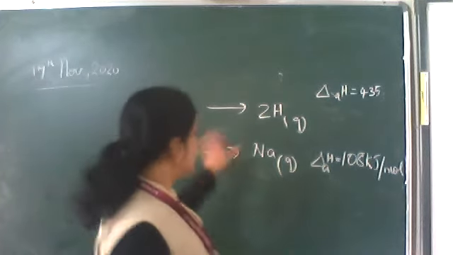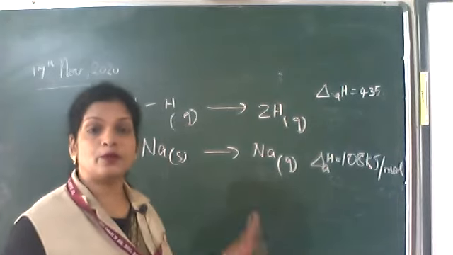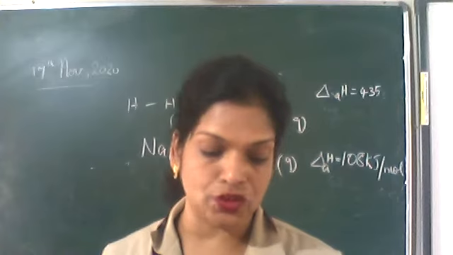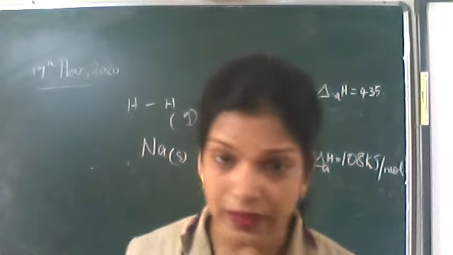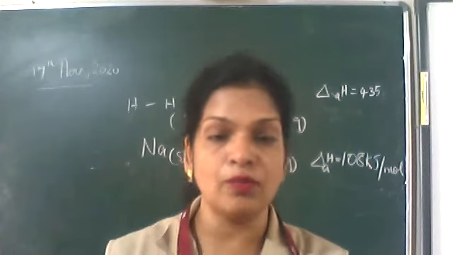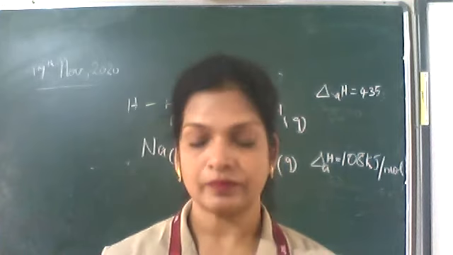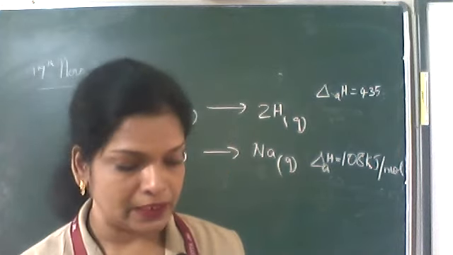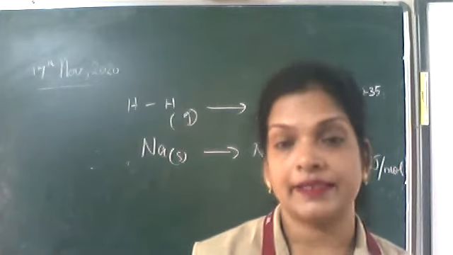So here atoms are formed. See here also atoms are formed. That is enthalpy of atomization. Write down. It is the enthalpy change for breaking of 1 mole of bonds. You cannot take 1 bond, 1 mole of bonds, completely to obtain atoms in the gaseous phase.